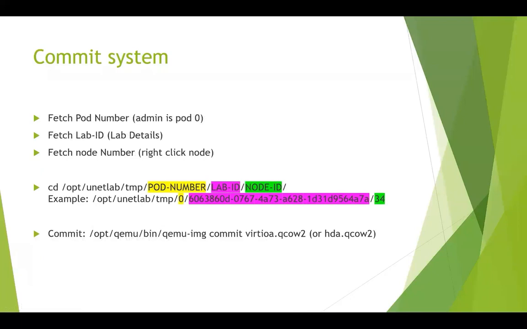How is the commit working? Well, in order to commit something, we need 3 things. We need a pod number. Most of you will use the admin, which is pod 0. Then we need the lab ID.